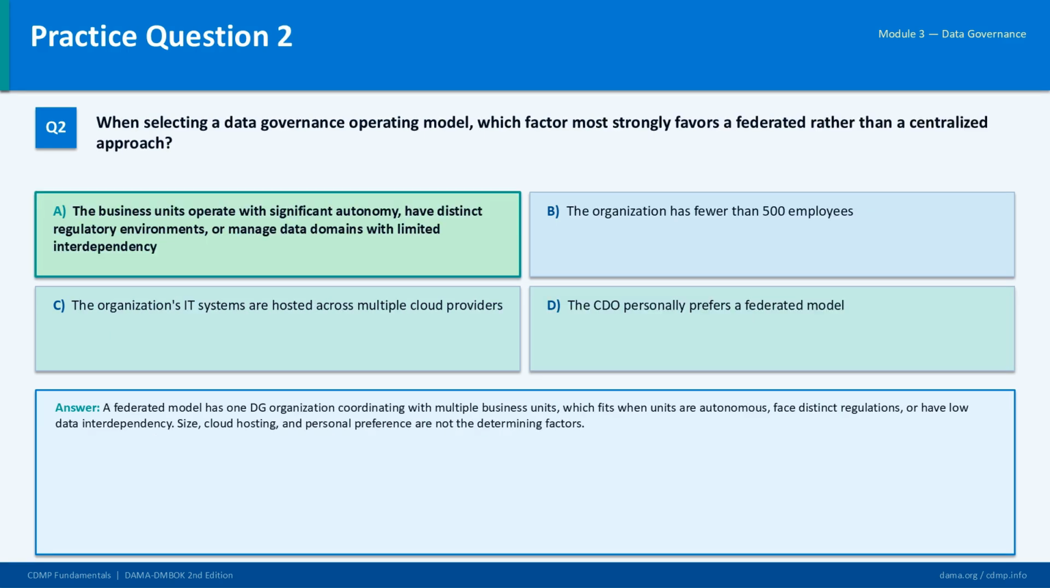Question 2 asks which factor favors a federated model over a centralized one. The answer is that business units with significant autonomy, distinct regulatory environments, or limited data interdependency. Federated means central coordination across semi-autonomous units. Organization size, cloud hosting, and personal preference aren't the deciding factors.